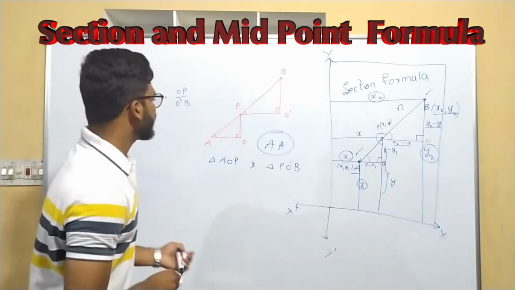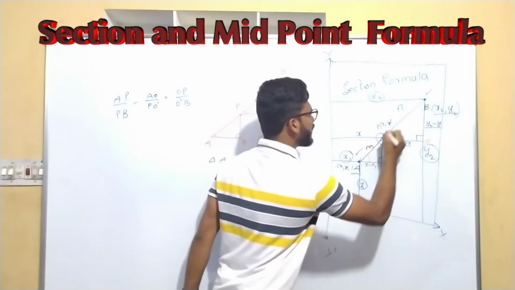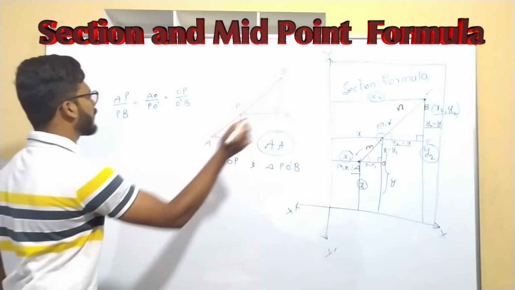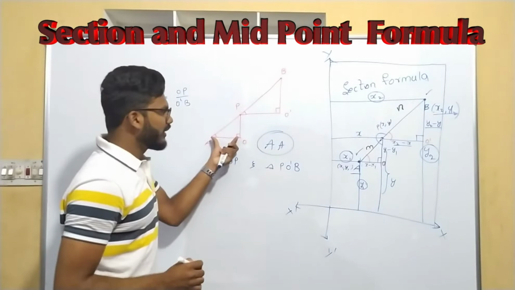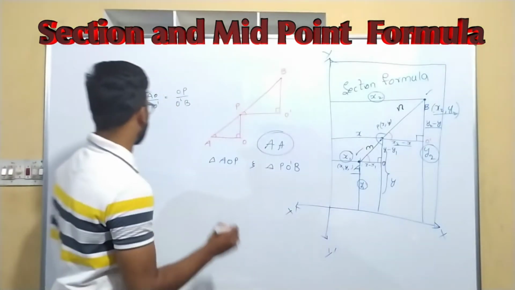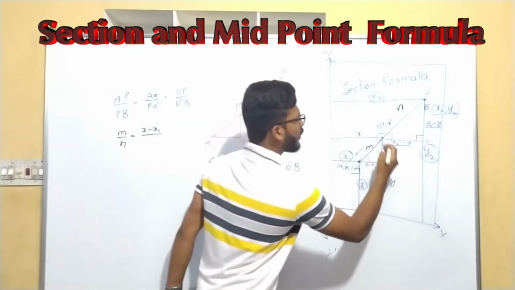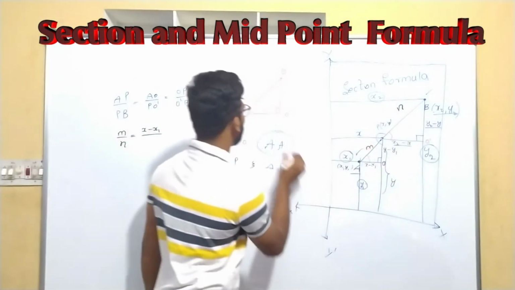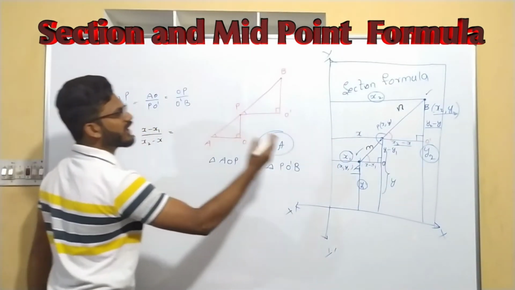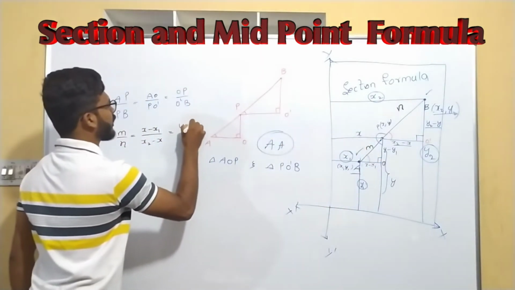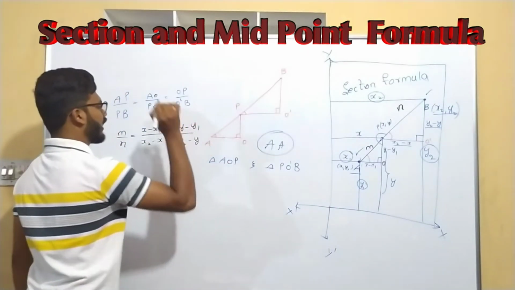So, from now, see, what is AP by PB? Already I told that let the distances be in the ratio m is to n, right? So, AP by PB equal to m by n. This is equal to AO. AO is nothing but x minus x1, right? x minus x1 by PO dash. What is PO dash here? This distance x2 minus x. Same way, y minus y1 is OP. This is y minus y1. This is y2 minus y.